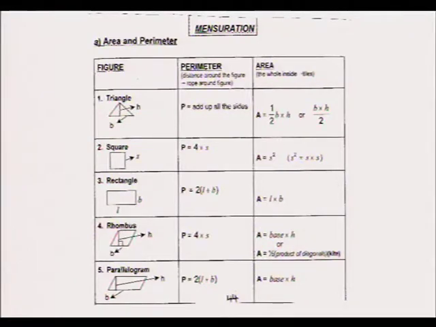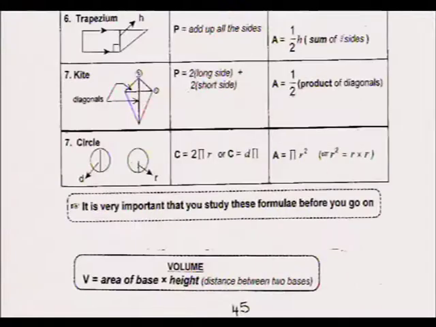Mensuration, the area and the perimeter, is very important, the perimeter as well as the area. There you need to study your formula. It is not given in the question paper. You have to study how you find the perimeter and how you find the area of the different figures. Quite simple. You will remember this from grade 6, grade 7.